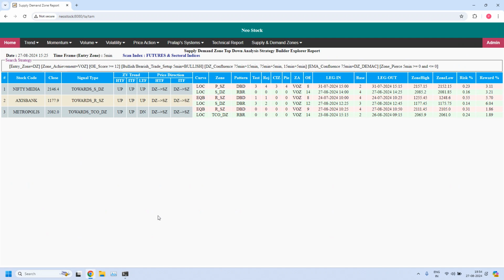We have NIFTY Media, Axis Bank and Metropolis. These demand zones are having confluence. And all the demand zones are high liquidity zones. First 2 are high priority high liquidity. Second one is low priority high liquidity. Okay, fine. And also HTF trend is uptrend for all the 3.